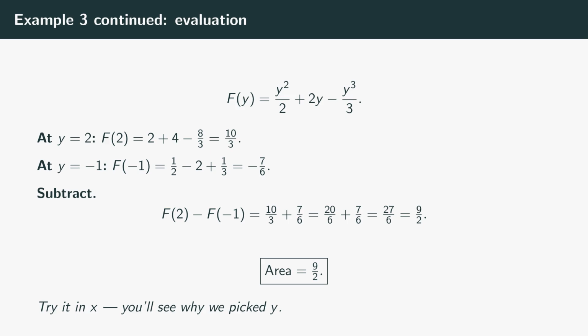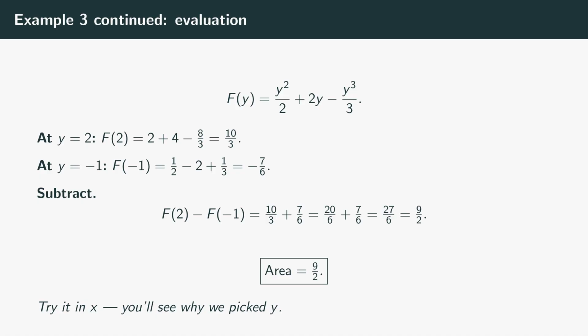Now we evaluate. The antiderivative is F of y equals y squared over 2 plus 2y minus y cubed over 3. Plug in y equals 2: 4 over 2 is 2, plus 2 times 2 equals 4, minus 2 cubed over 3 equals 8 over 3.